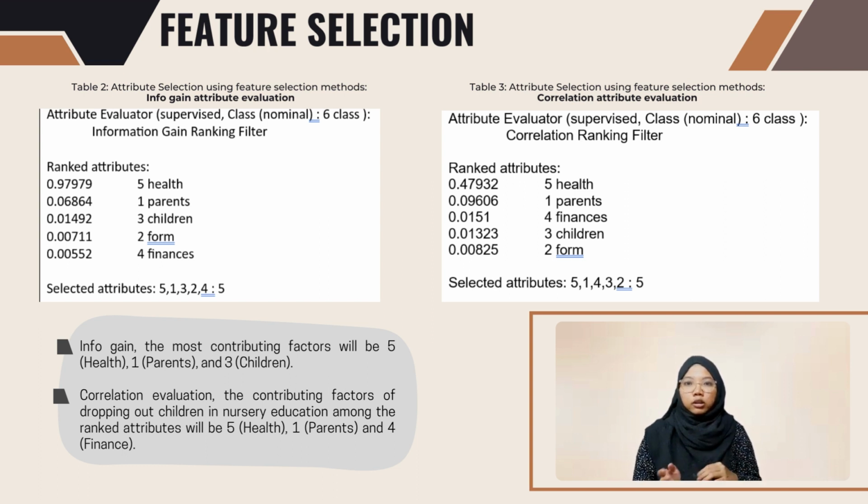However, for the correlation evaluation, the contributing factors of dropping out children in nursery education among the ranked attributes will be health, parents, and finance. So, overall, it can be summarized that the most influential attribute contributing to nursery is health.